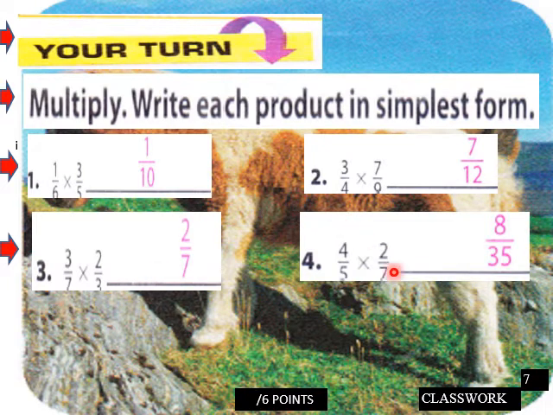2/7 and 8/35. 4 times 2 is 8. 5 times 7 is 35. 3 times 2 is 6. 6/21, which can be simplified when we factor a 3 out to 2/7.